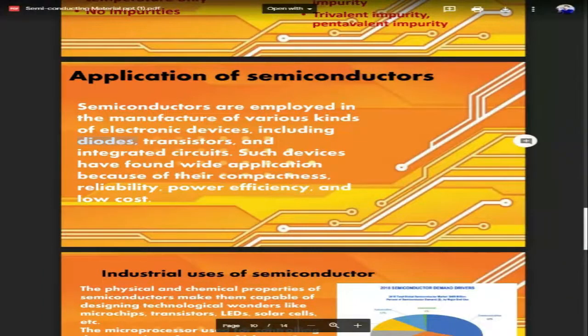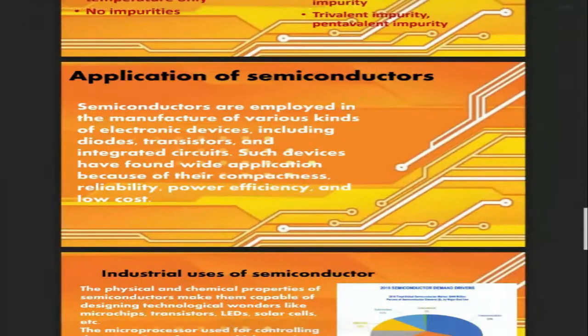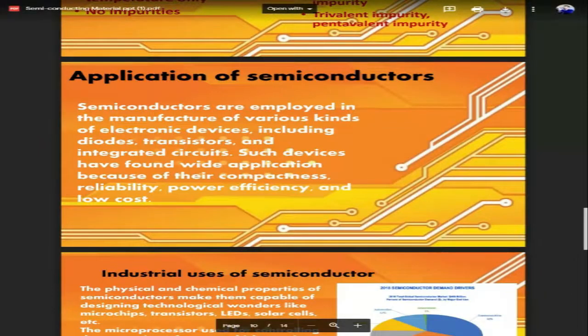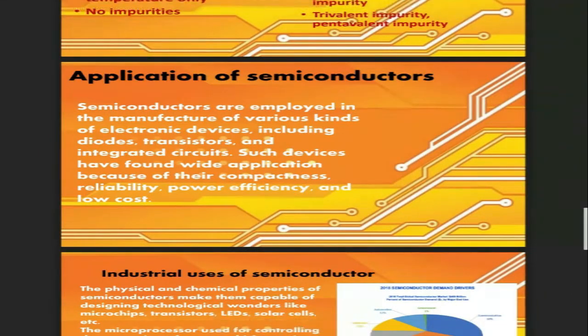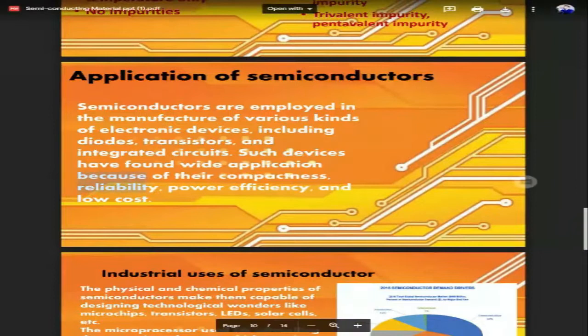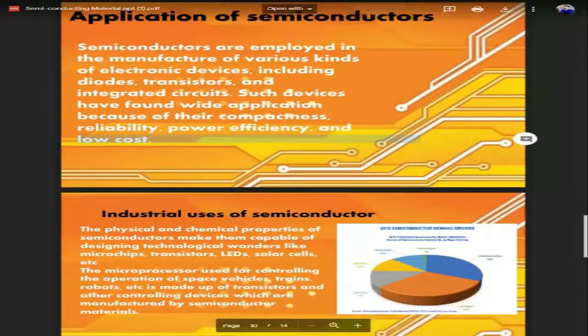Yes, just type these devices in the chat box. Second is transistor and then integrated circuits like IC जिसको बोलते हैं ना हम. IC is a short form of integrated circuits. Now these particular devices are using the semiconductor material because of its reliability, power efficiency and the very low cost. Okay, so this is an advantage.